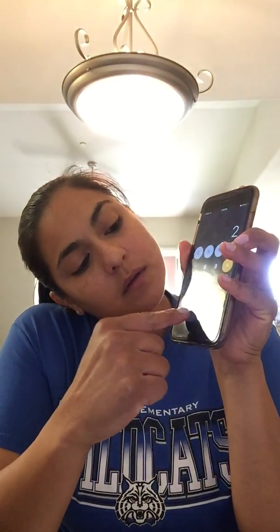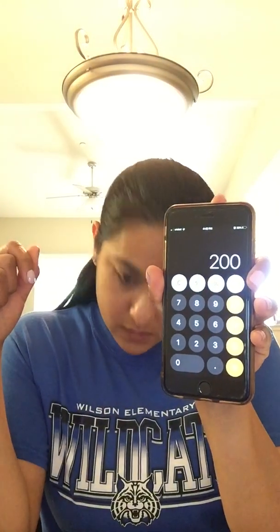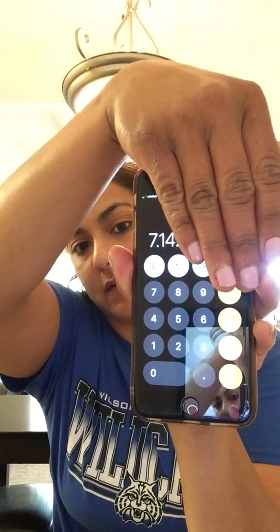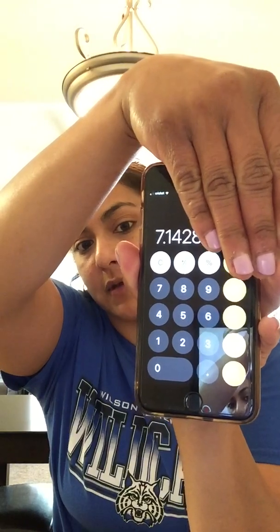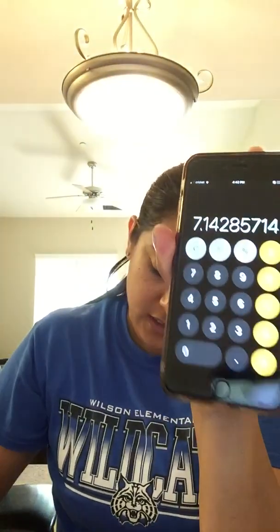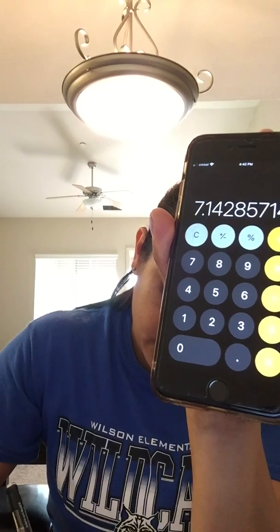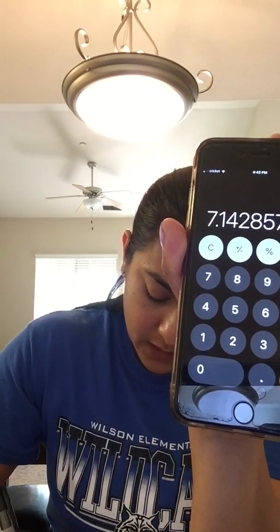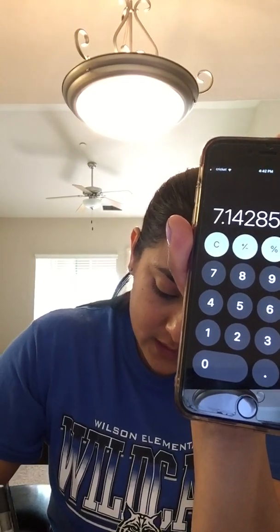I'm gonna plug those numbers into my calculator. Let's see what I come up with. 200 divided by 28 seconds. Oof, give me this big long number. Just take the first few. So we're just gonna 7.14. It's got a 2 after that, which means I would round down. So I'm just gonna leave it right there. So Alan ran about 7.14 meters in 1 second.